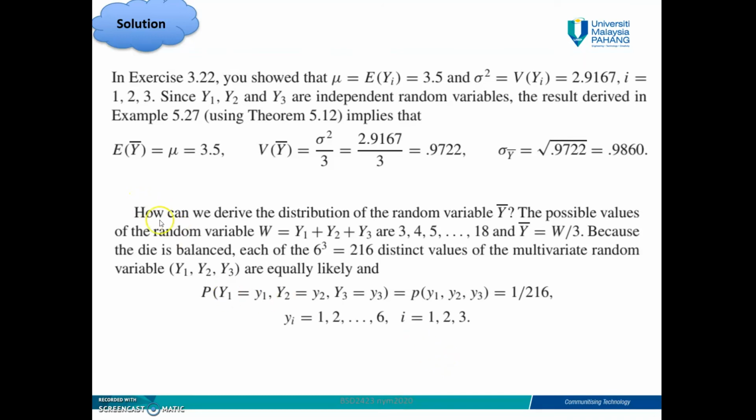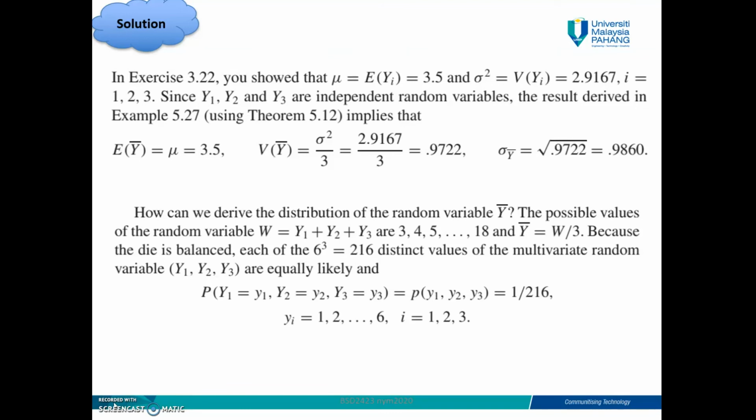So if you look here, how can we derive the distribution of the random variable y bar? The possible values of the random variable W, equal to y1 plus y2 plus y3, are 3, 4, 5 until 18, and y bar will be equal to W divided by 3, because we toss 3 times. And because the die is balanced, each die gives you outcomes 1, 2, 3, 4, 5, 6.